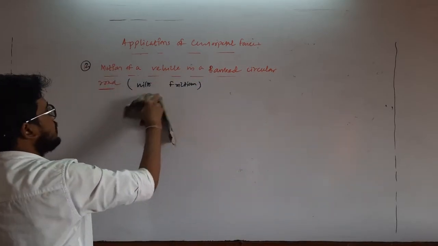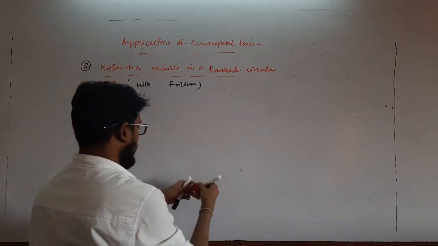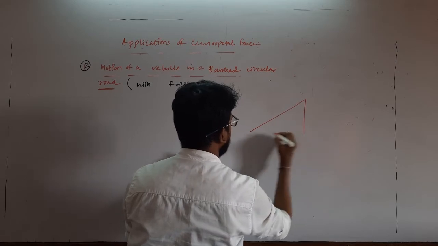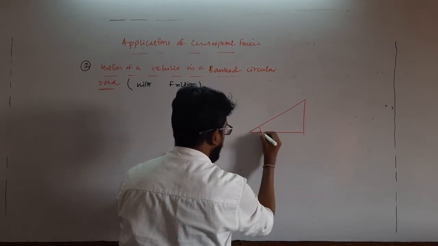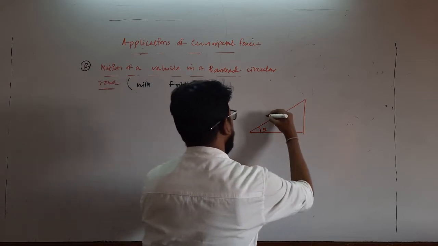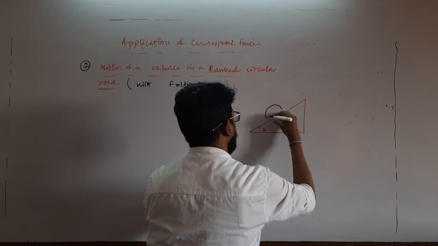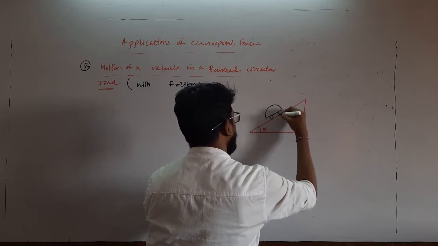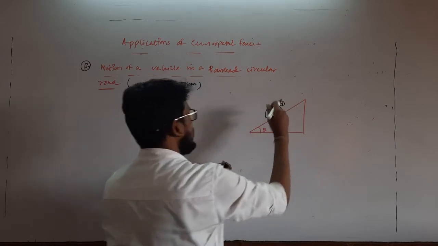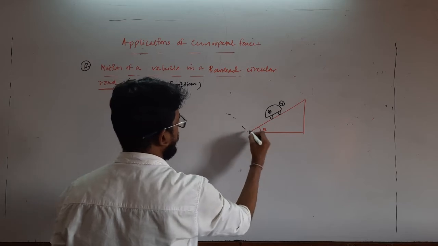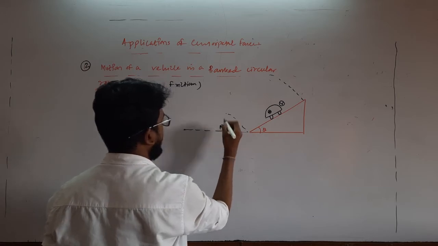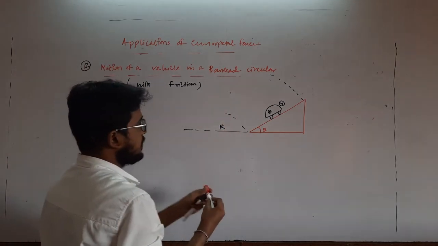So with friction, same thing I am drawing here. This is a banked road, with the angle of inclination theta with respect to horizontal, and here a vehicle is going on the road with velocity v along this direction. Clear? And this road has a radius r. Okay. So what are the forces acting on this vehicle?